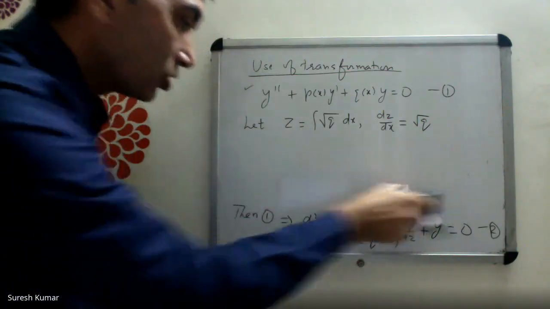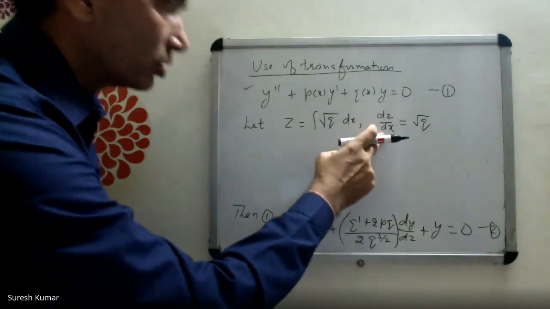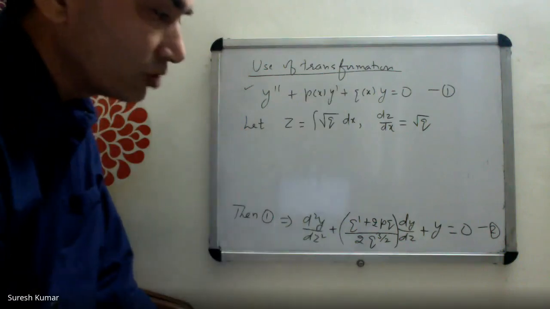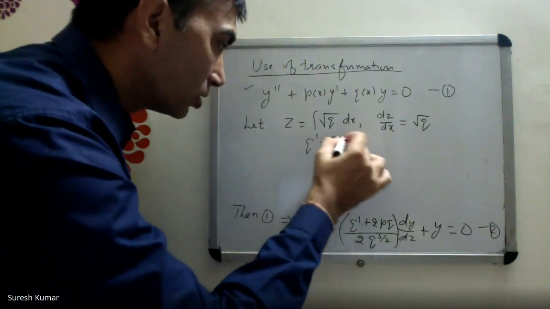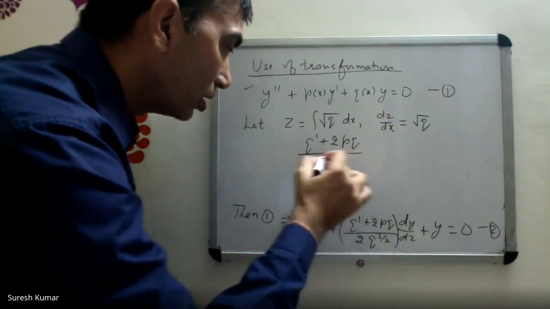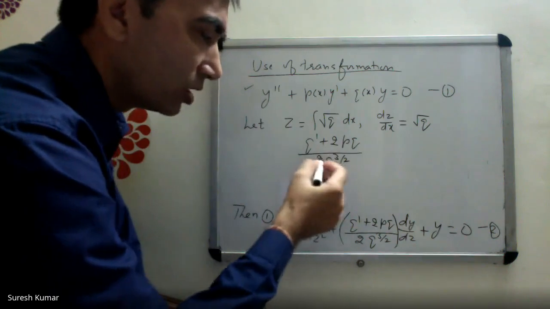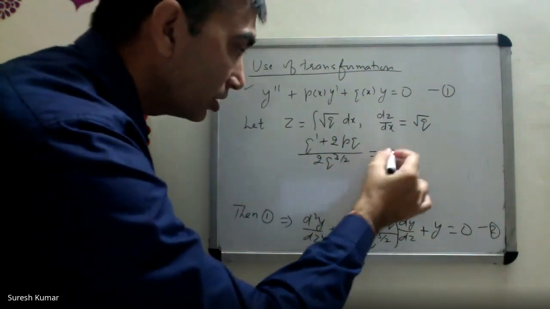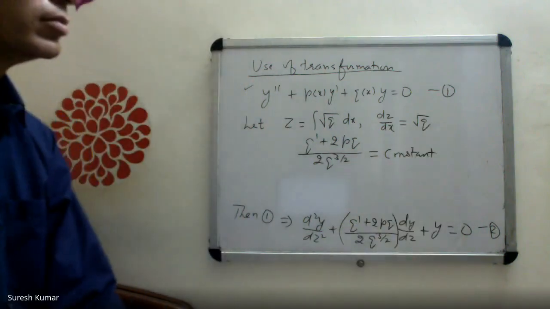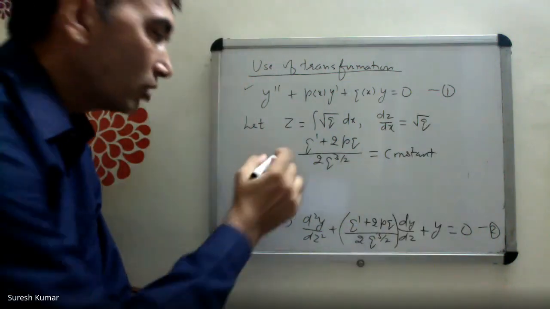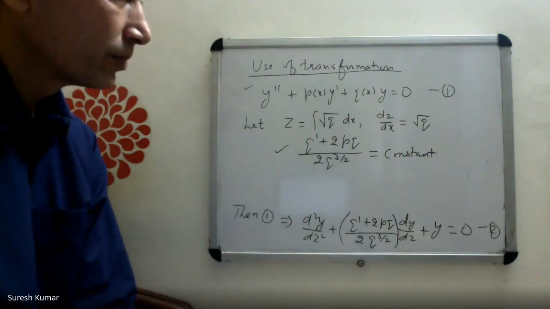Conclusion is that under this transformation, this equation becomes an equation with constant coefficients provided q prime plus 2pq over 2q power 3 by 2, or you can leave the 2, it doesn't matter, this thing is constant. So you just need to remember this condition while solving problems.